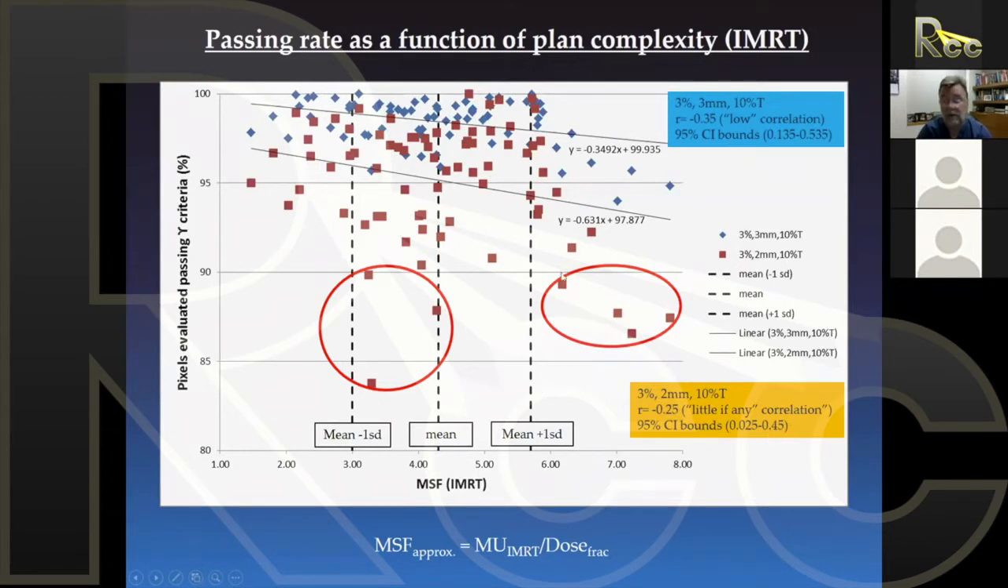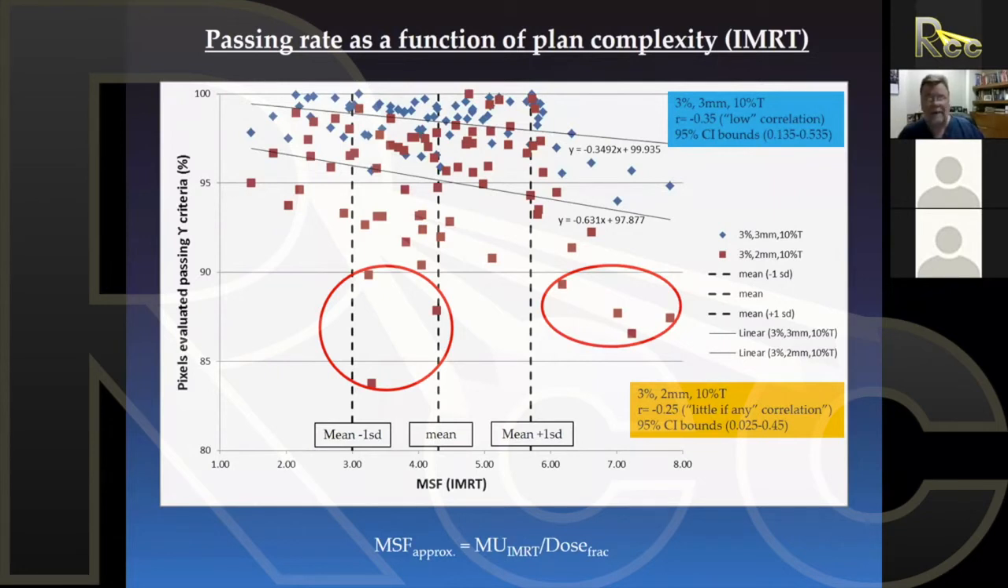What this means is that basically the plans that had high modulation and the plans with low modulation showed no difference in passing rate. So for our individual system, our planning system, clear through the QA process, we don't necessarily find a correlation with complex plans and IMRT failure rates.